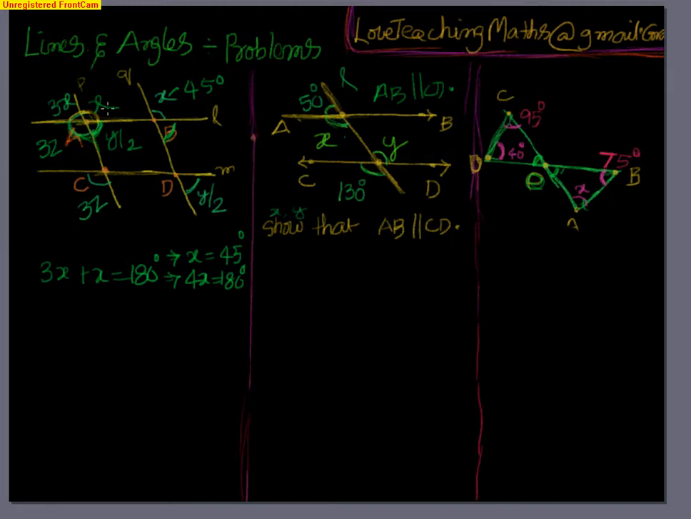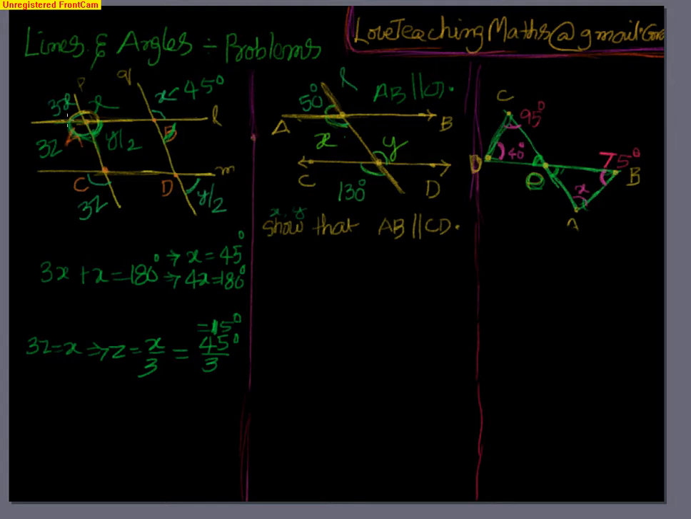So we will take these vertically opposite angles. If you take them, x equal to 3z, I want to find out z. So I will say 3z equal to x, which implies that z equal to x by 3. That's nothing but equal to 45 degrees by 3, that's nothing but equal to 15 degrees. So my z is equal to 15 degrees.